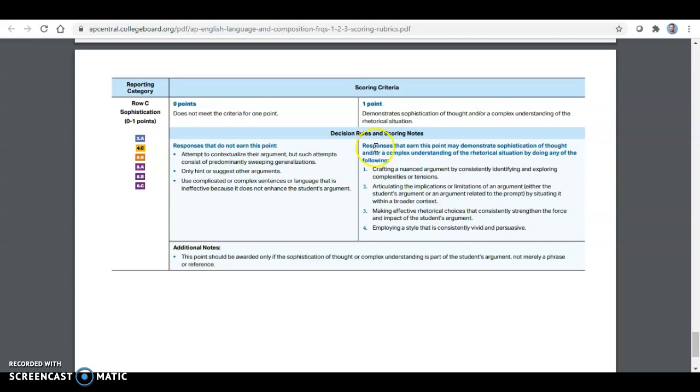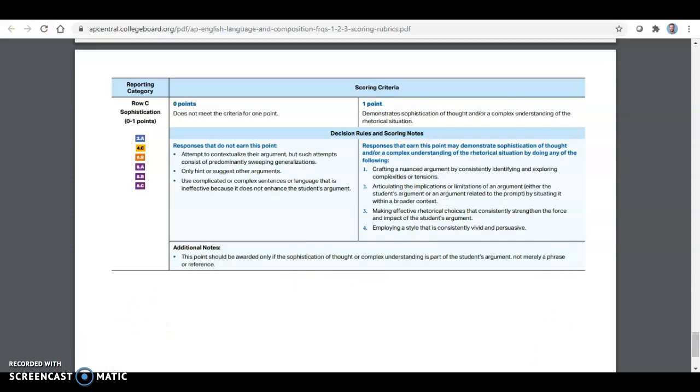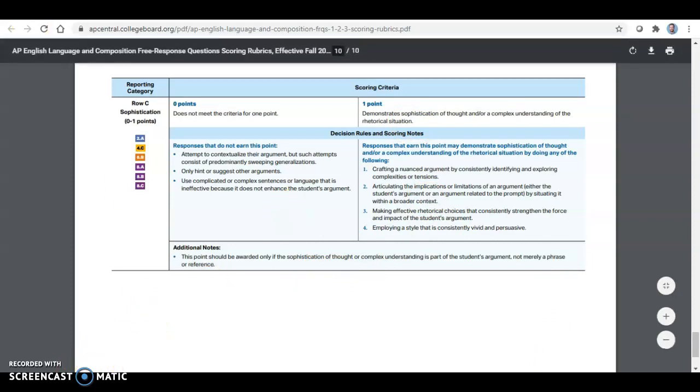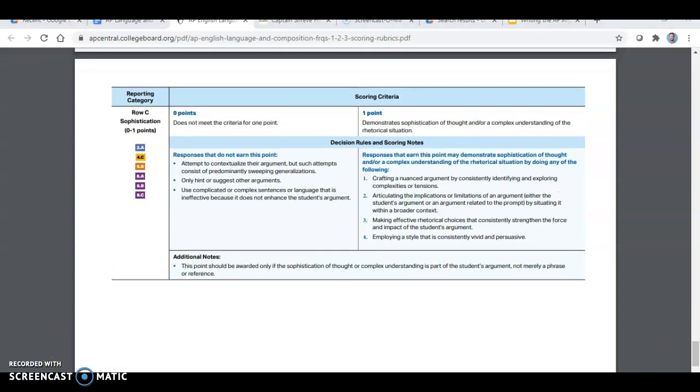The exigence is the prompt. The demand of the situation is the prompt itself, and then your purpose is to argue your position. So with that being said, I will close out, and if you have any questions, just shoot me a message.